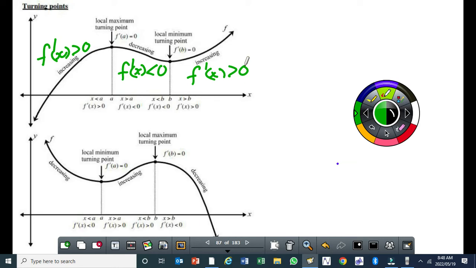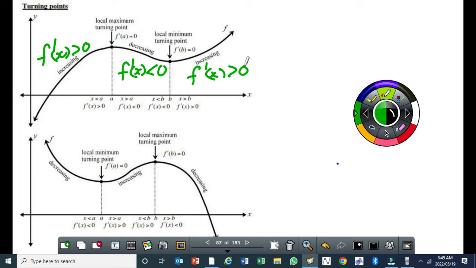If the function is decreasing, then the derivative or the gradient will be negative. If it's increasing, the gradient will be positive. Remember, in grade 10 and 11, you defined increasing and decreasing functions in terms of x value increasing, y value also increasing. Then a decreasing function, x is increasing, y is decreasing. But now we can define it in terms of gradient or the derivative. So if the derivative is positive, you have an increasing function. If it's negative, you have a decreasing function.